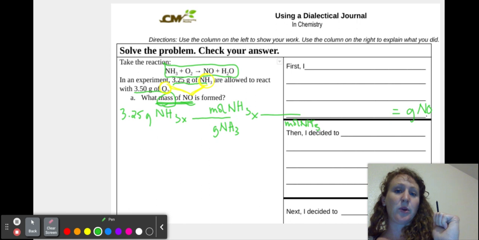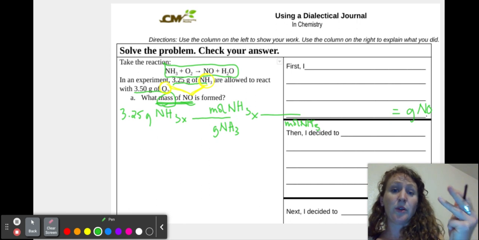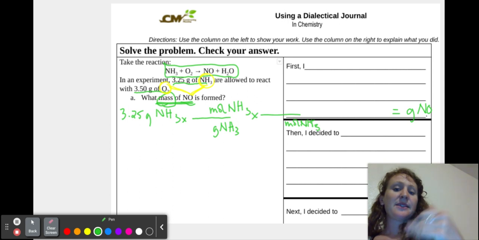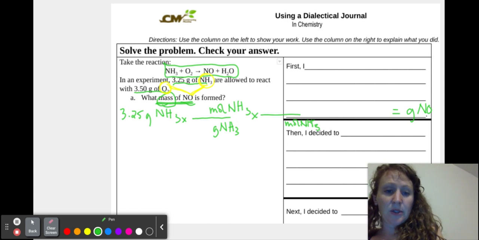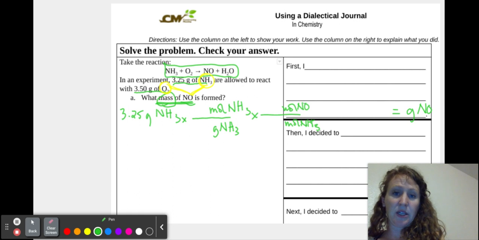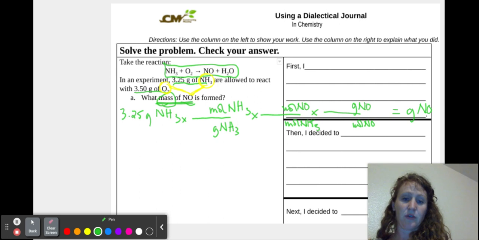I can go to mass of ammonia, particles of ammonia, volume of ammonia, or moles of something else. Since my answer is in something else, I'm going to go to moles of something else, that something else being NO. And then I still need to convert moles of NO into grams of NO. Okay, so now I have my path laid out.